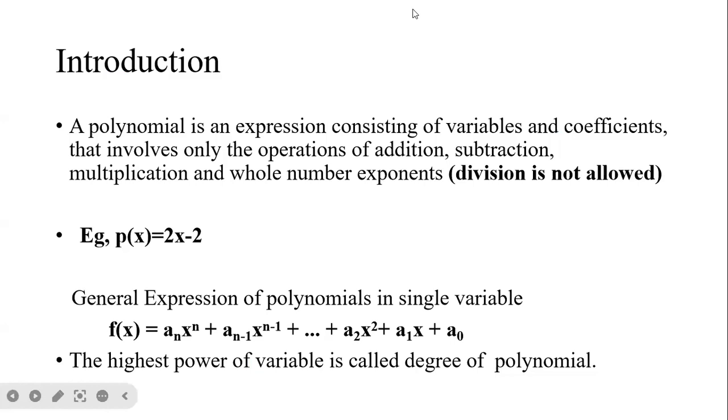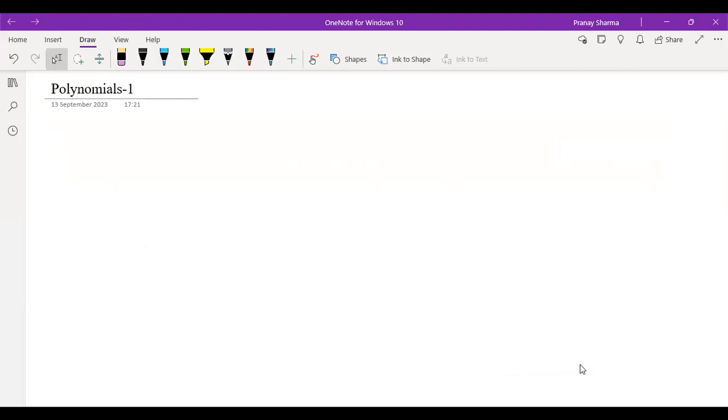Let me go to the whiteboard. Fine. I hope my whiteboard is visible. So according to the definition, everything is allowed except division. Let us consider a case. Suppose we are given 5x, which is a term, and this is added with another term, which is 2. A constant can also be treated as a term. So this is nothing but an algebraic expression. This is also an algebraic expression, x over 2. Or I can say that 2 over x is also an algebraic expression.